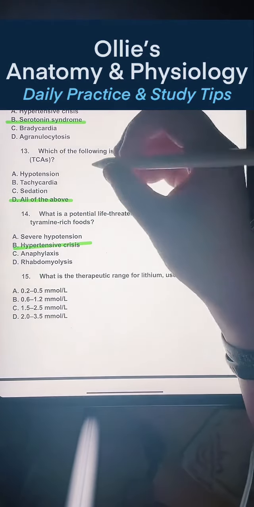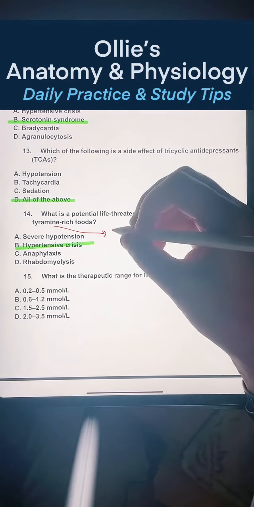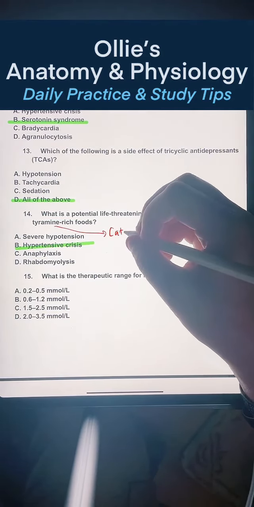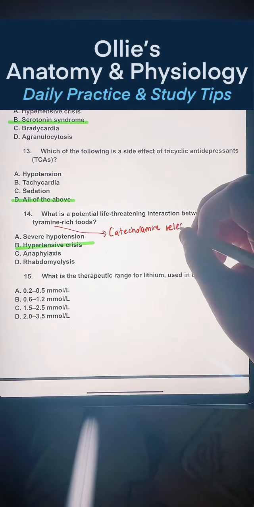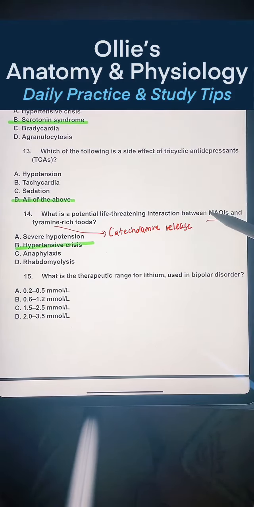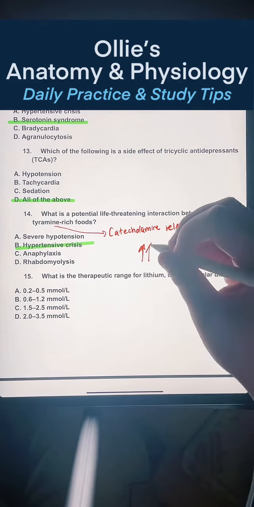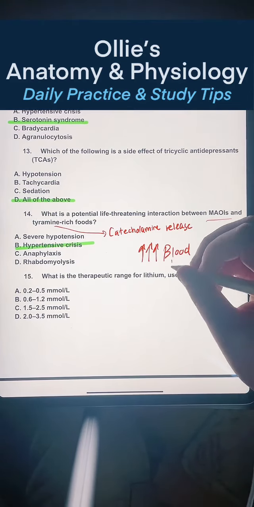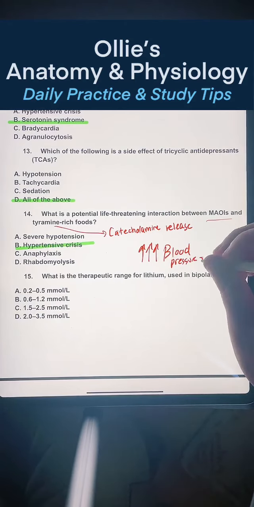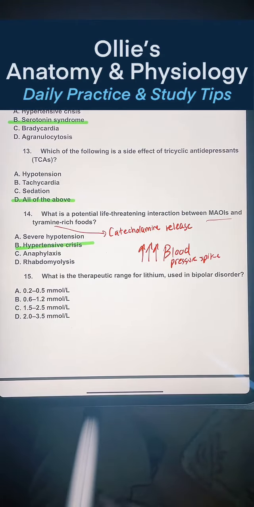So tyramine is a catecholamine release, and an MAOI is going to prevent its breakdown. This is going to lead to an insanely dangerous blood pressure spike. For answer choice A, severe hypotension, that is more typical of other drug overdoses. C, anaphylaxis, that's not, and D is not typically related.